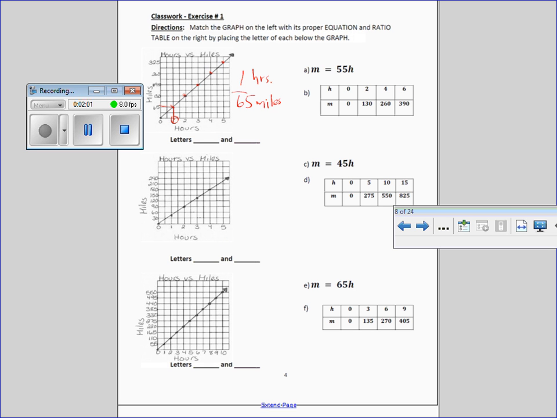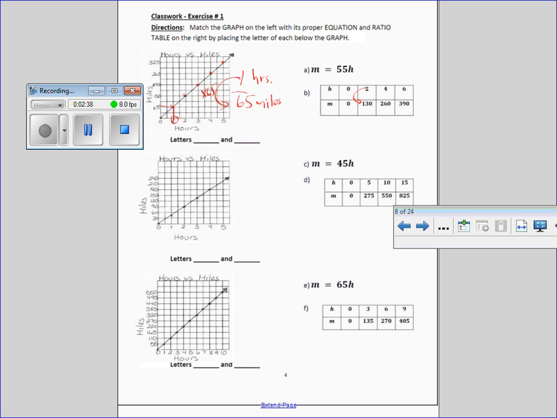Here's your first question, and it's a critical one. What's your multiplicative constant? Antonio? 65. Remember, constant. What are you multiplying by to get from top to bottom? Times 65, right? So now what we're going to do is find the ratio table that has the same constant. So let's look at this.